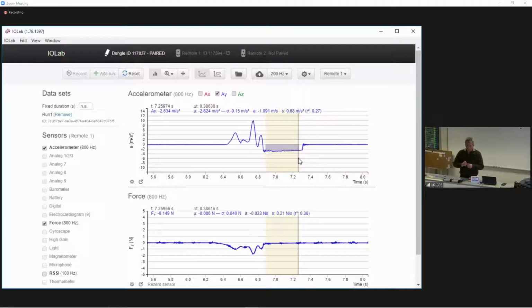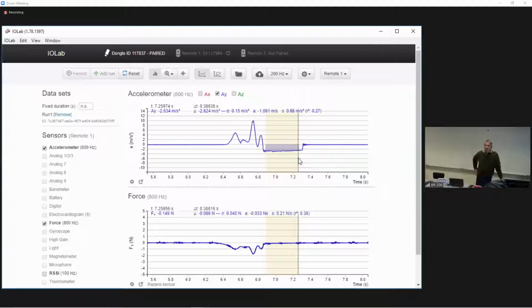For today's lab, we are going to test whether the law of conservation of momentum is valid in collisions. We have two different kinds of collisions, one involving the iOLab and one involving a little video. And we're going to test whether our understanding of conservation of momentum is valid, okay?